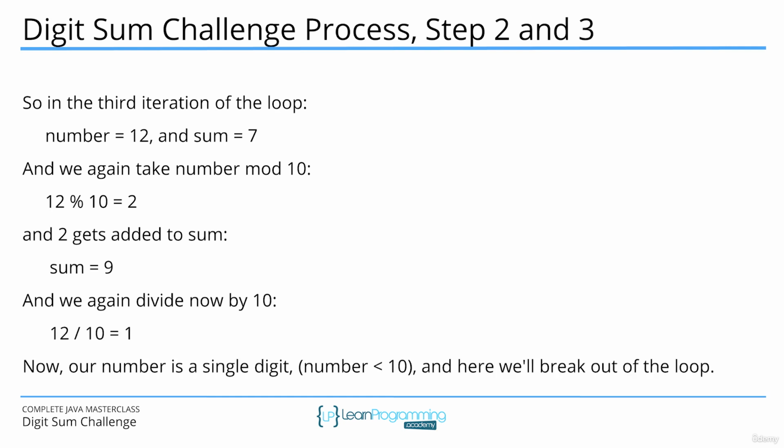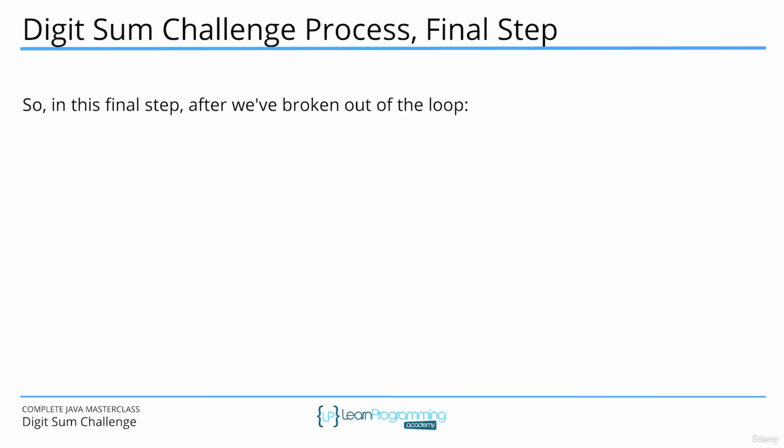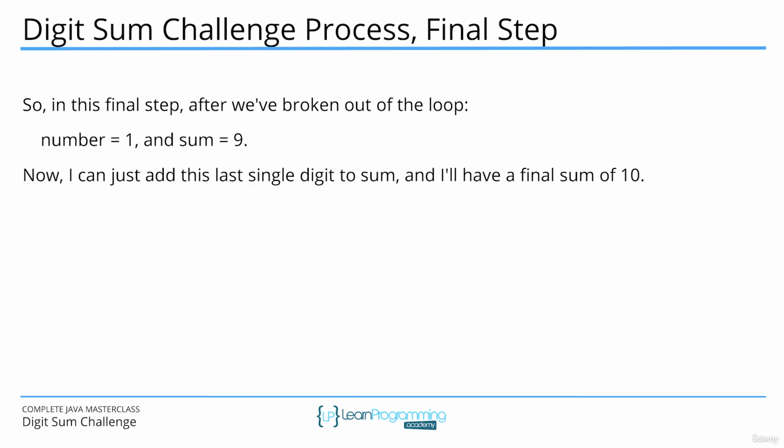Now our number is a single digit, number less than 10, and here we'll break out of the loop. So in this final step after we've broken out of the loop, number equals 1 and sum equals 9. Now I can just add this last single digit to sum, and I'll have a final sum of 10. Okay, so that's how I plan to process the number passed. I'll hop back into IntelliJ and go through this step by step.